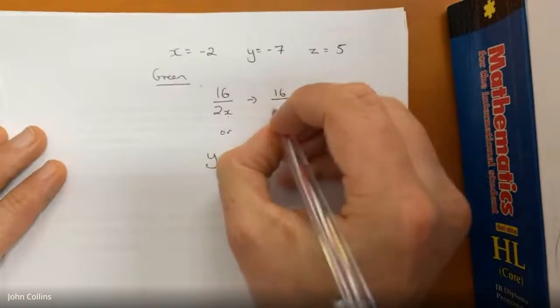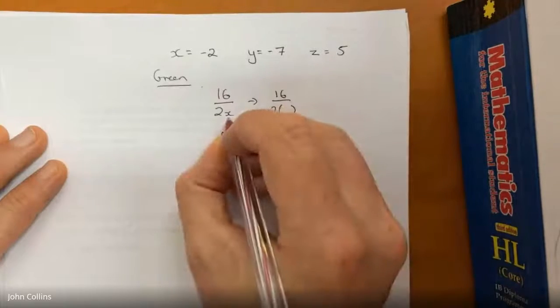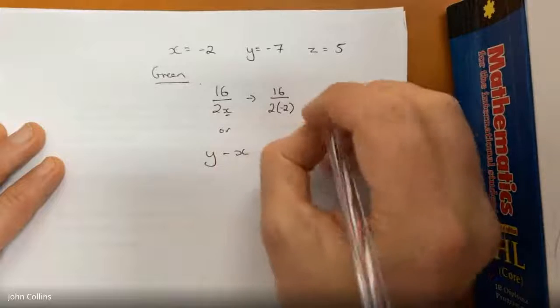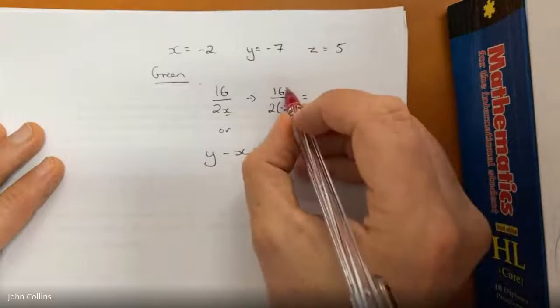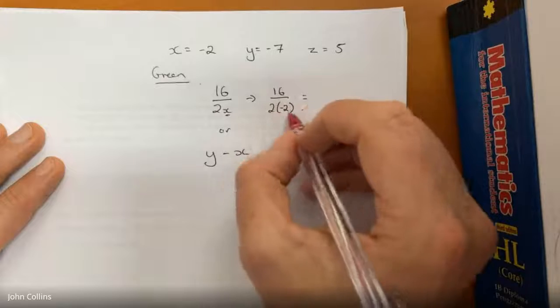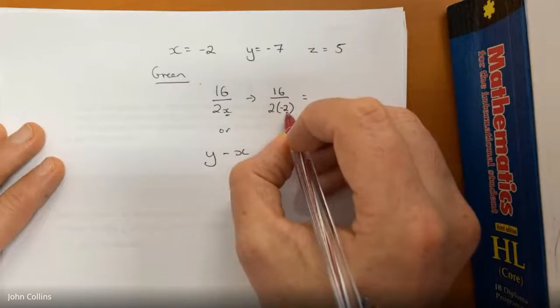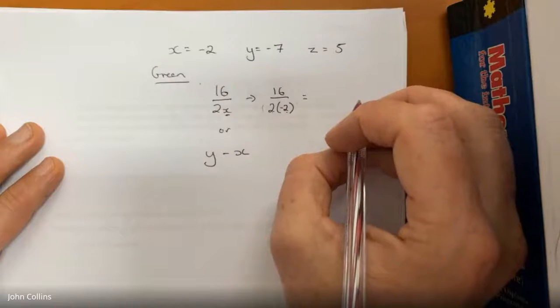So that's 16 over 2. Now what do I do? I put in a bracket. And then I pop in whatever x was in here, and it's -2. So this is a division, but before we divide, we must multiply. 2 times -2. This is in brackets first. We must do this first.